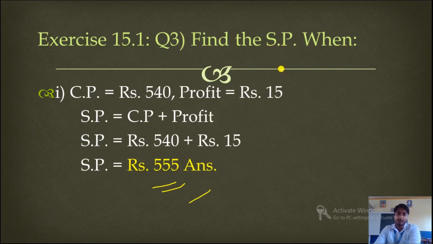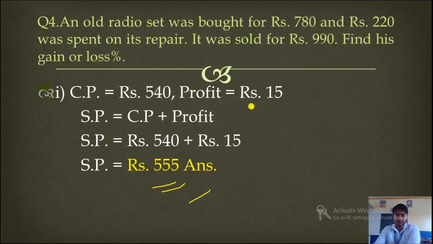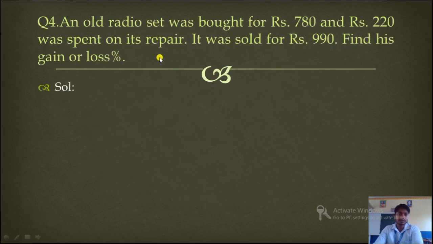This is how you can find out SP when profit is given. Now question number 4: an old radio set was bought for rupees 780 and rupees 220 was spent on its repair. It was sold for rupees 990. Find his gain or loss percent.